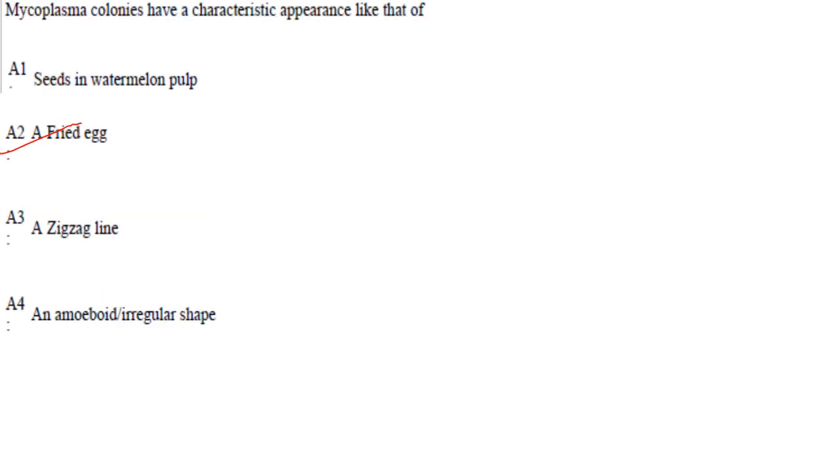Mycoplasma colonies have a characteristic appearance like that of... So mycoplasmas do not have a cell wall. They have a characteristic colony resembling a fried egg, because it develops on solid agar media as a result of growth of the central portion of the colony in the agar, and surrounding this central portion there is a light area of only surface growth. So it will look like a fried egg appearance.